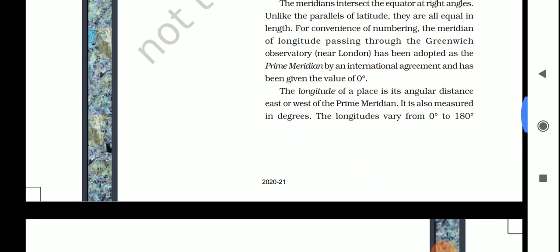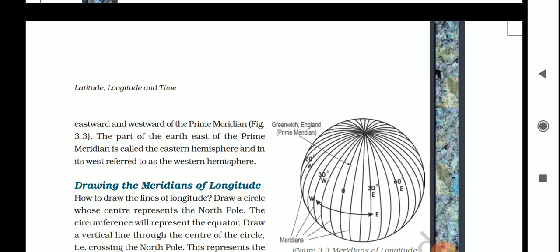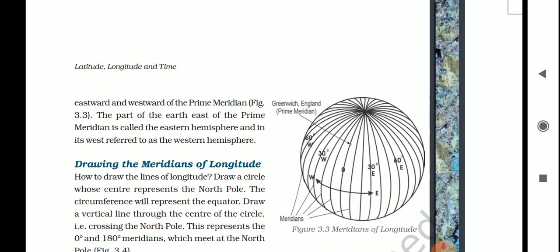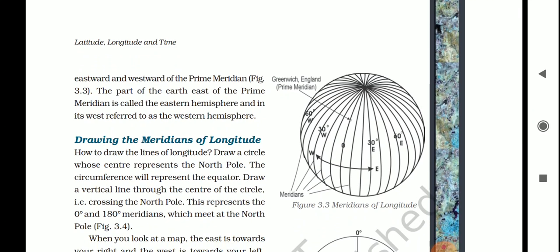Okay, so if we talk about drawing the meridians of longitude, how can we draw it? Here students, we have to follow some steps while drawing the meridians of longitude. So first of all, you can see, draw a circle. Its center represents the north pole, and the circumference of the circle represents the equator. Clear? So you can see in this picture, draw a vertical line through the center.